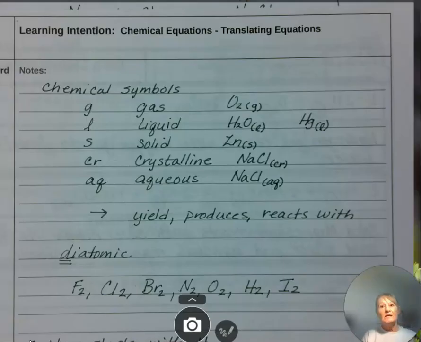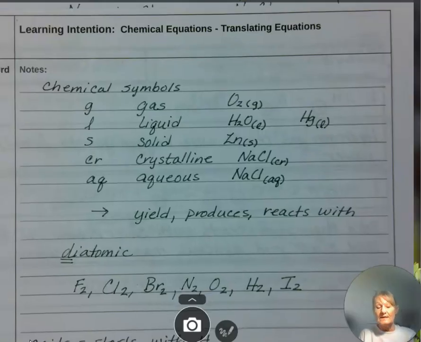So we are going to be in your workbook on page 21. You need your periodic table and your yellow sheet out. You're actually going to need that out every class period for the rest of the 9 weeks. So have that periodic table and yellow sheet out so that you can refer back to that.